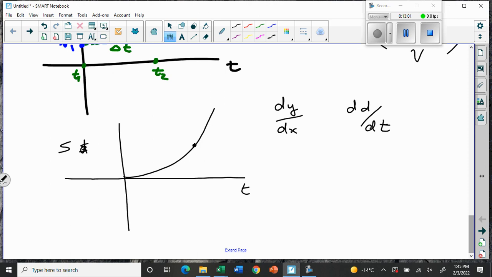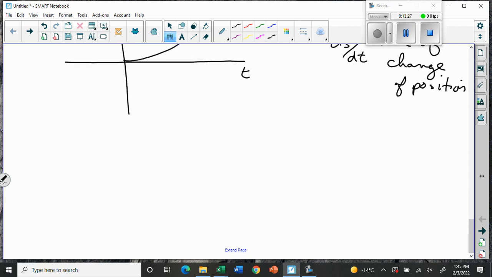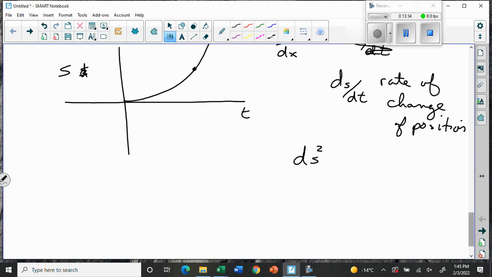So let's call this s, so we get the s right. So in math, ds by dt, well, that represents the rate of change of position. And that's what we call velocity. So the velocity is the first derivative of position. And for those of you who know, if you take the derivative of a derivative, you get the double derivative, right? Which would be ds squared by, oops, I got it backwards.